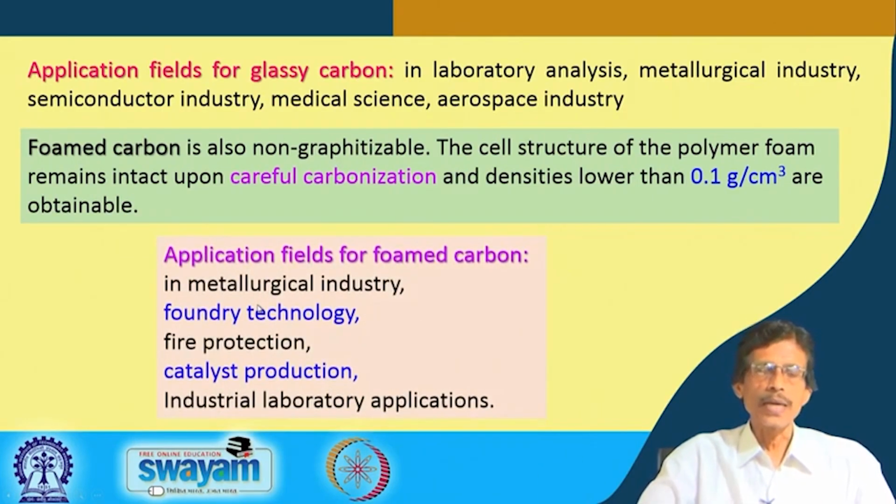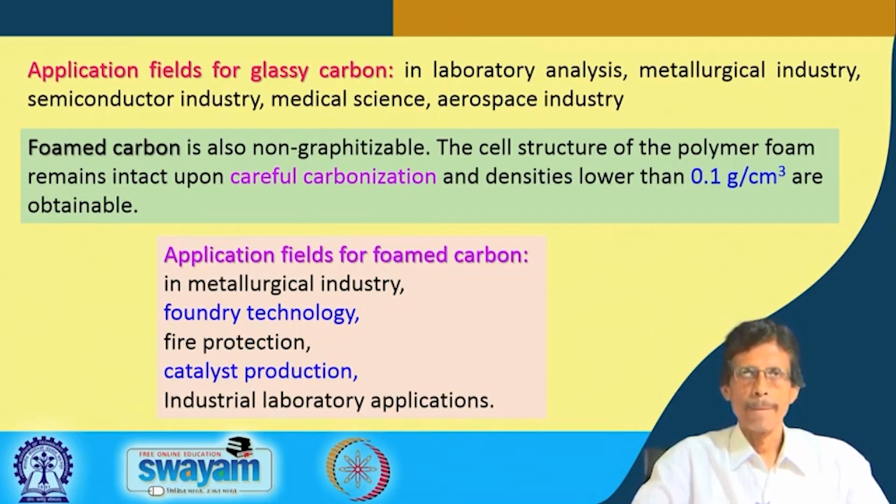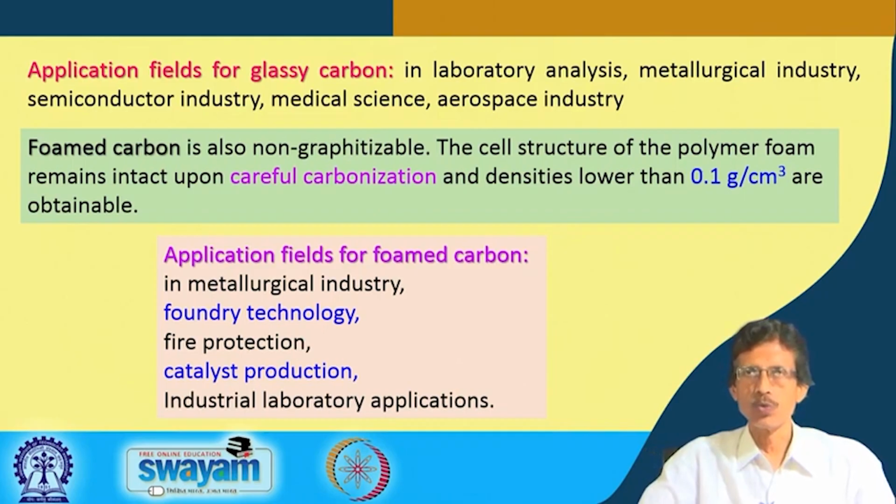And now we see the second variety, that means the foamed carbon variety, and how we can utilize that foamed carbon for different applications. First, like that of your glassy carbon, is still your metallurgical industry, then utilization in foundry technology, then one most important thing is fire protection, because carbon and carbon based material can be used as a fire protection shielding material, even that carbon cloth.